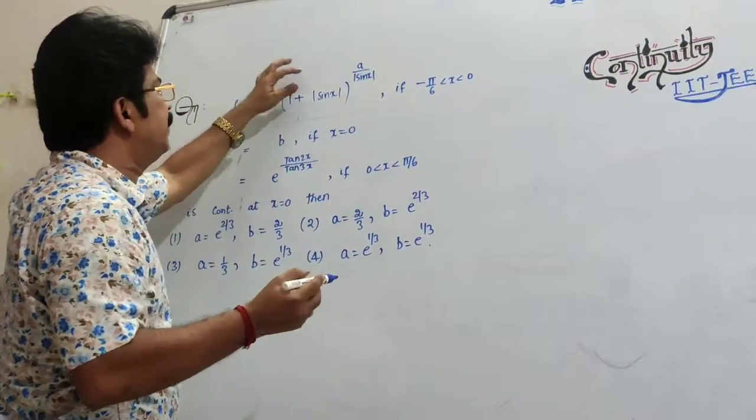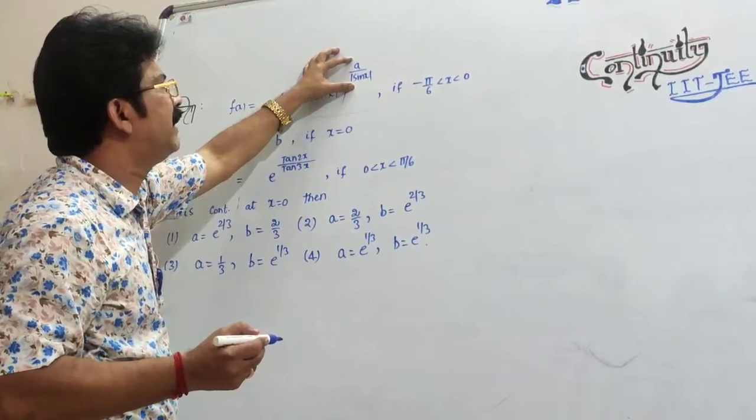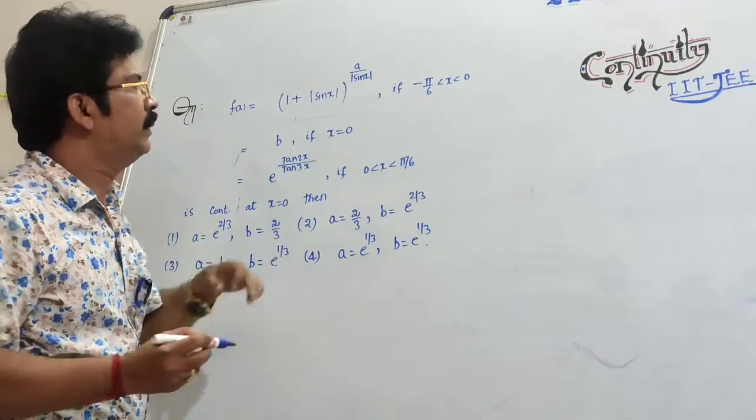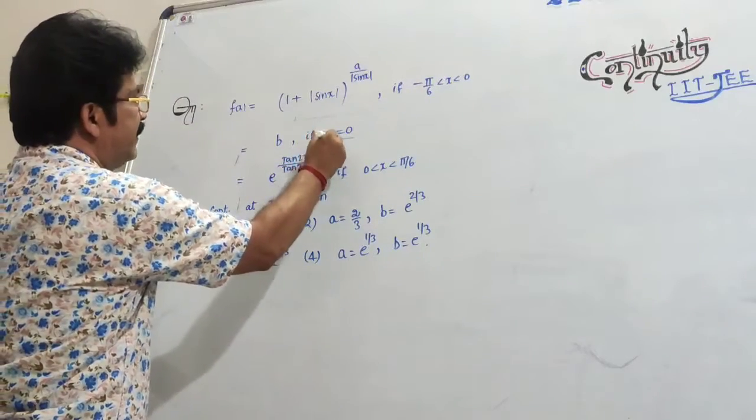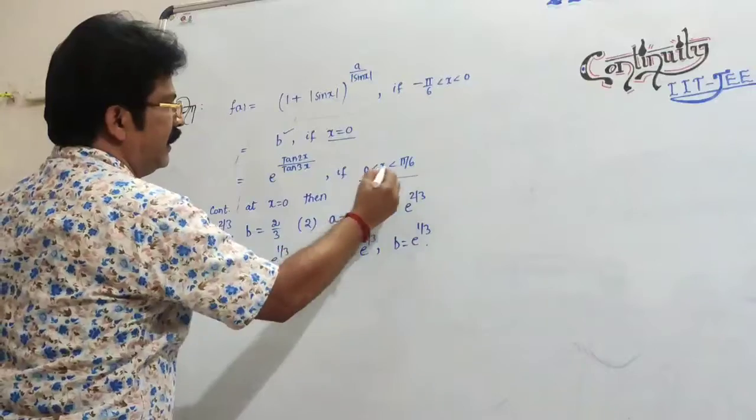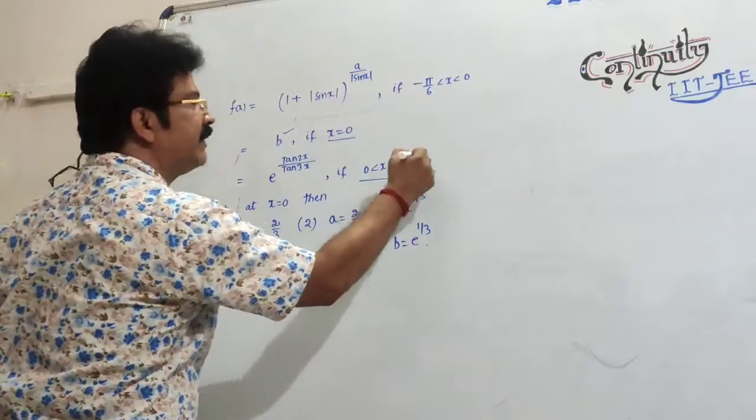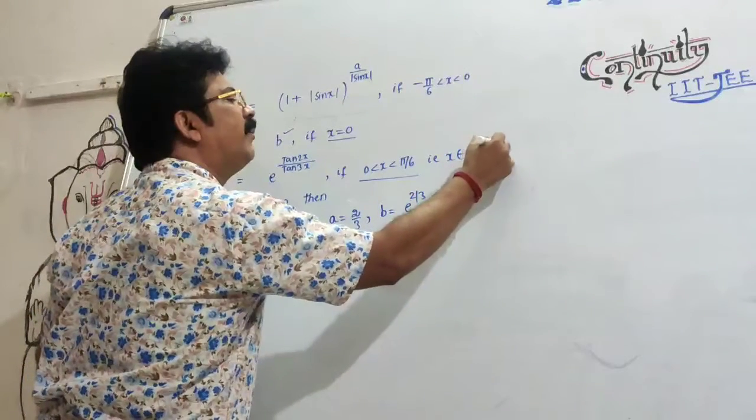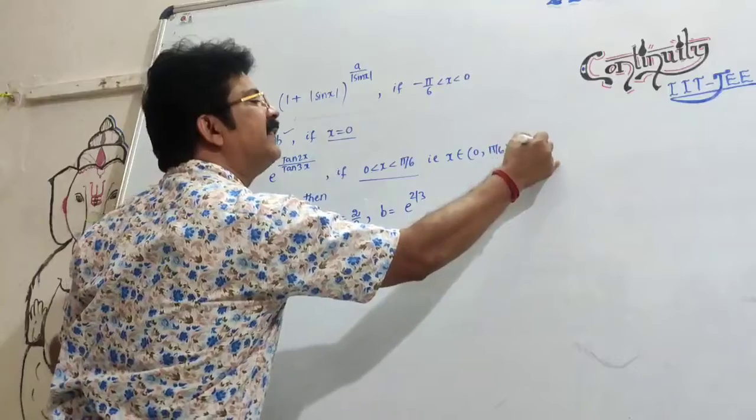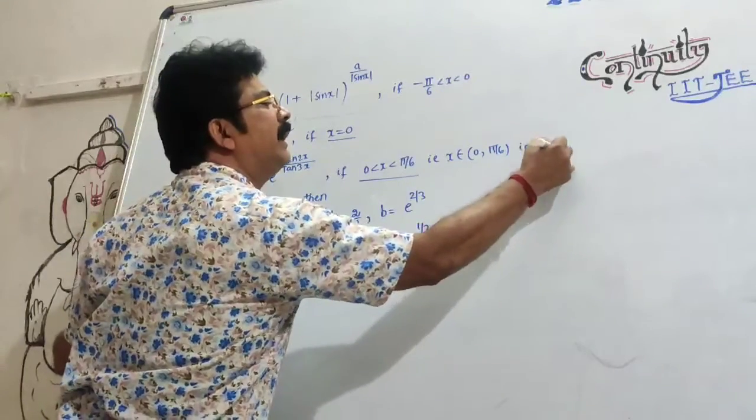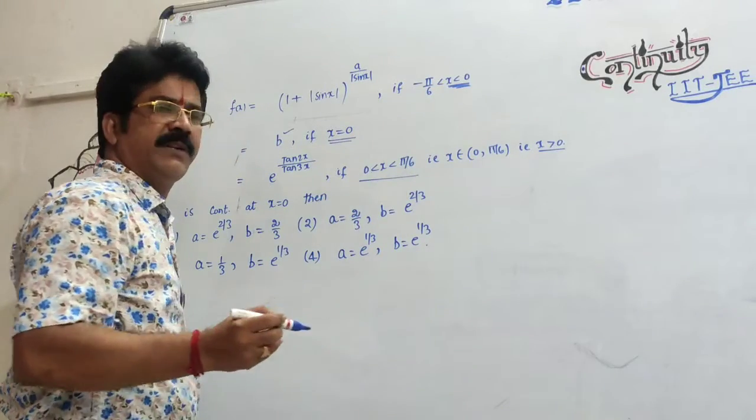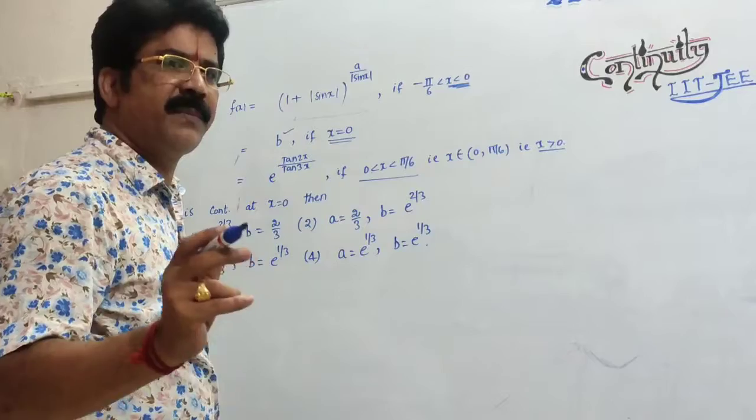Hence the problem. f of x equals (1 plus modulus of sin x) whole power a by modulus of sin x, if minus pi by 6 less than x less than 0. Next, if x equals 0, it is defined as b, and if 0 less than x less than pi by 6, that is x belongs to the open interval 0 comma pi by 6. That is, this is the case x is greater than 0, x equal to 0, x is less than 0. So which one is the breaking point? x equal to 0 is the breaking point.